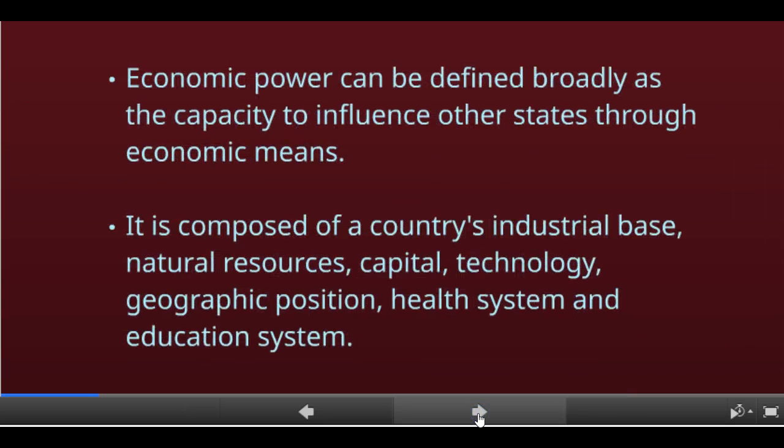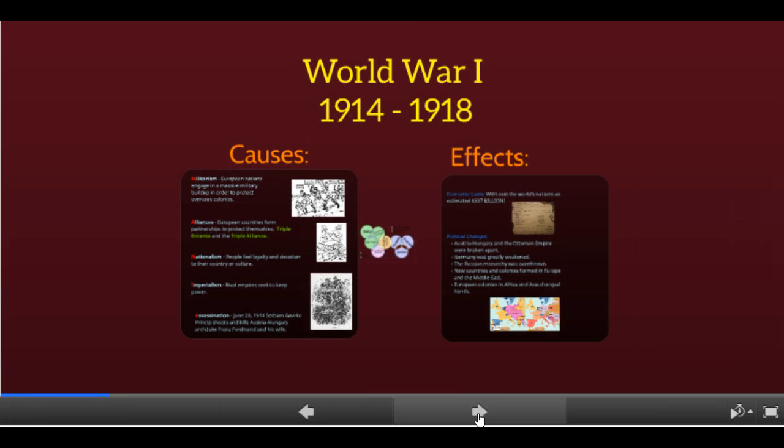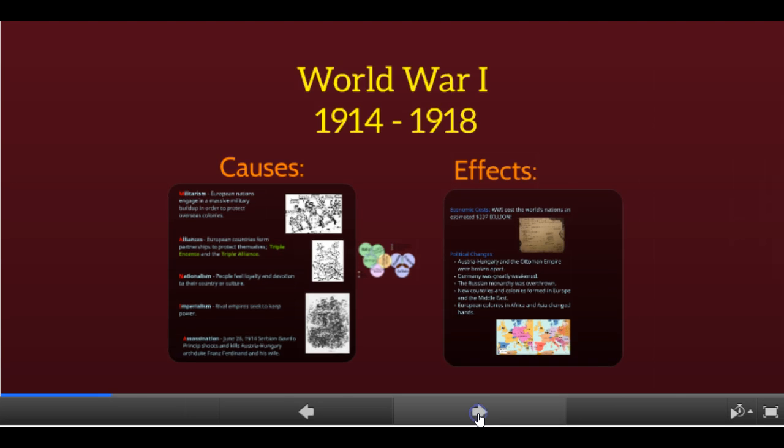Economic power. Economic power can be defined broadly as the capacity to influence other states through economic means. So it is composed of a country's industrial base, natural resources, capital, technology, geographic position, healthcare system, and education system. All of these contribute to a country's economic power. These three things are going to play a role in the development and the duration of these 20th and 21st century global wars. First war we're going to look at is World War I. Took place between 1914 and 1918.